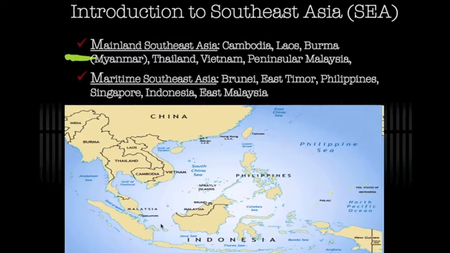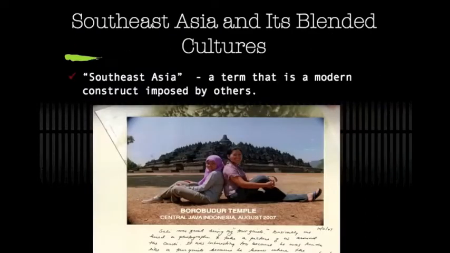It's also important to notice that Malaysia is on both regions. The other region is maritime Southeast Asia, right here. Maritime Southeast Asia is Brunei, East Malaysia, East Timor, Indonesia, Philippines, and Singapore. So why Southeast Asia? What does the word mean?